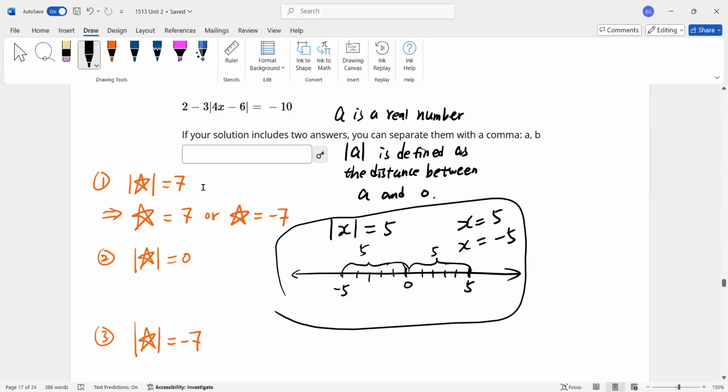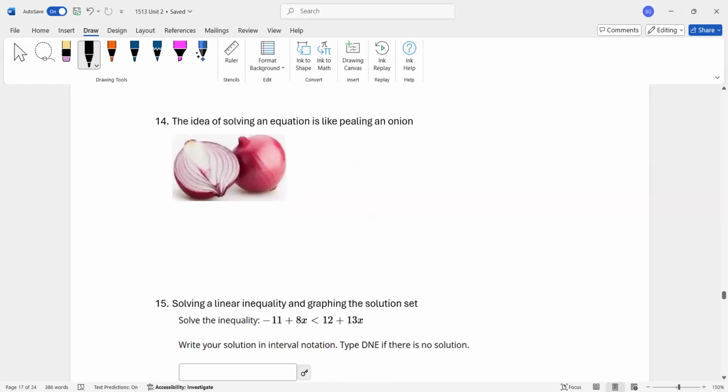By doing this, we removed the absolute value. The absolute value is like a prison or trap. Our variable x is trapped in that prison. In order to solve the equation for x, we have to peel the skin, eventually exposing the x. I have an analogy here. Solving an equation is just like peeling an onion. This is an onion. Just imagine the variable x is hidden inside, in the core of the onion.